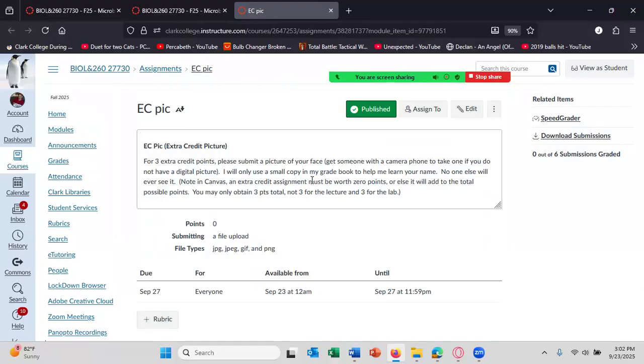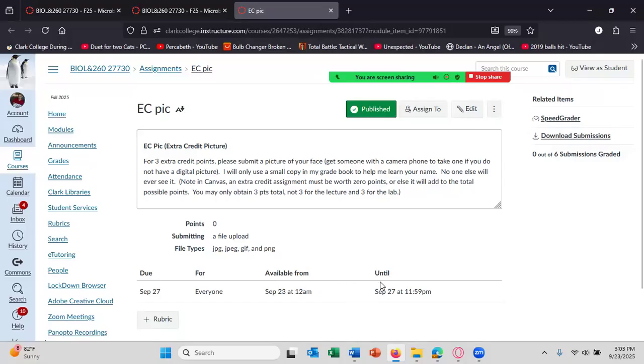It'll go in my grade book, and I've just discovered that an easy way for me to learn your names is when I see your smiling face next to my grade book when I'm putting in the grades. It'll be an easy way for me to help learn your names. I do want to learn your names, but obviously I haven't learned them yet. And if I see your smiling picture when I'm posting my grades, I will help learn your name. So that's for three extra credit points. No one will ever see this picture.